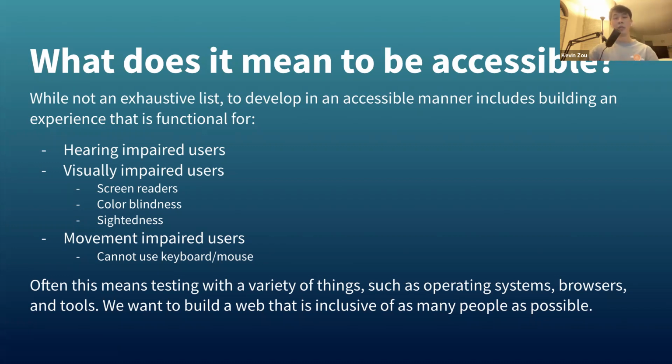So sometimes those don't have expected behavior. Browsers also have different APIs in terms of how screen readers read them, and then tools like the screen reader in general. That's just an example with screen readers. So we have to test a lot of these different combinations, and there can be a lot of different ones. So while it's hard, we do want to build a web that is inclusive of as many people as possible.